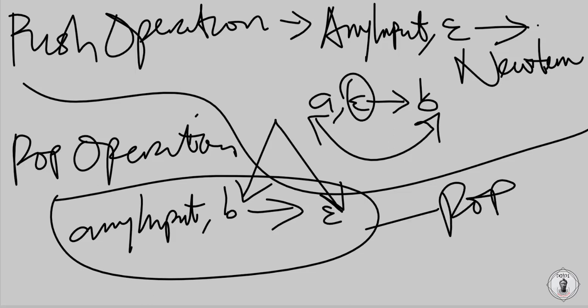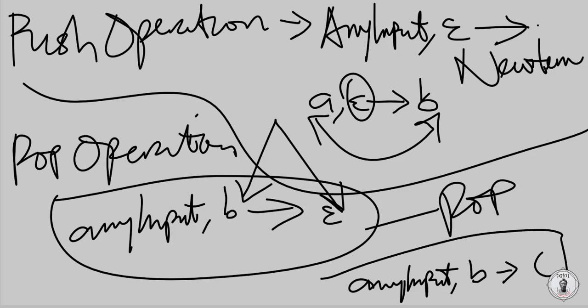So if you are doing a swap operation, the only difference between pop and swap is that the second and the last symbol here will not be epsilon. Which means just as you have a valid symbol here, you also have a valid symbol here. So it could be any input, then B, then C. So this is a swap. It means that you are swapping B with C.